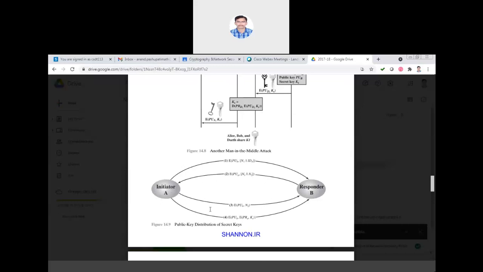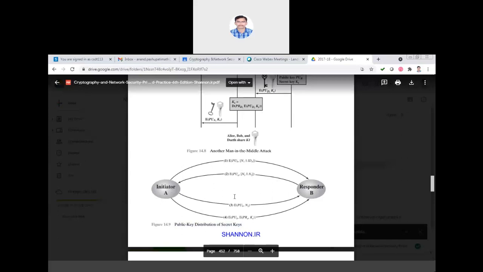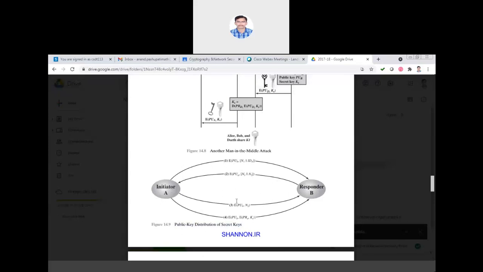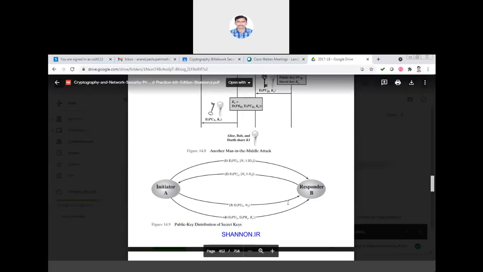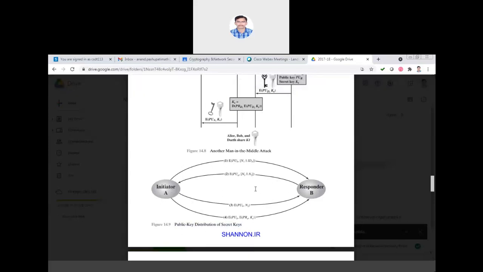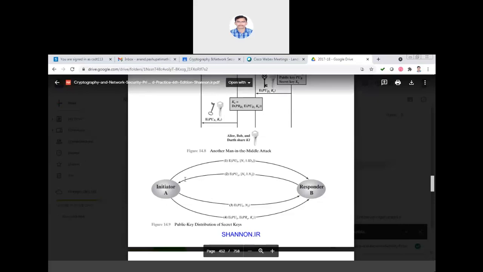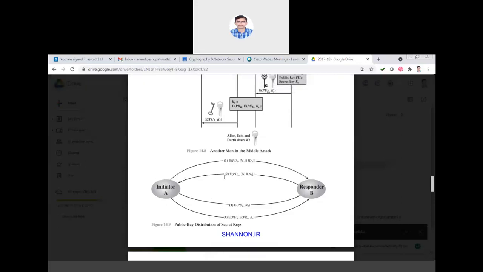Next, there is something called public key distribution of secret keys. In the earlier process, we had only two arrows, if you remember the diagram, which is very similar to this: from A to B and from B to A. A to B, what was there? A is simply sending his public key along with his identifier, and B in turn responds back with the session key. That was there in the earlier process.